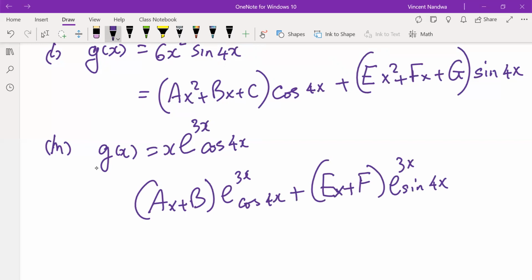So those are some of the examples to illustrate how to pick forms of yp to enable you to solve differential equations by the method of undetermined coefficients. Next session, we'll do a series of examples to illustrate how to work out solutions for such kinds of differential equations.